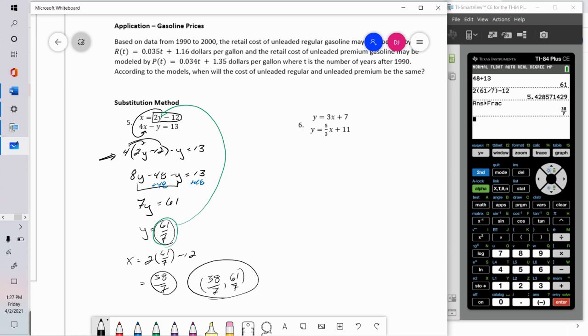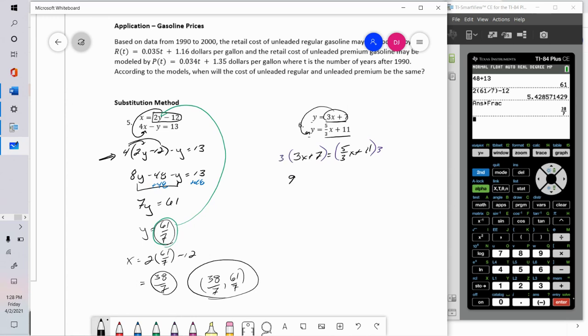Okay, so let's look at number 6. y equals 3x plus 7. y equals 5/3 x plus 11. What I could do is, this is still substitution. Take the 3x plus 7 and substitute it here for y. So 3x plus 7 equals 5/3 x plus 11. And somebody says, well, I don't like the fractions. Okay, fine. What's the denominator? The denominator is 3. What if we multiply both sides by 3?